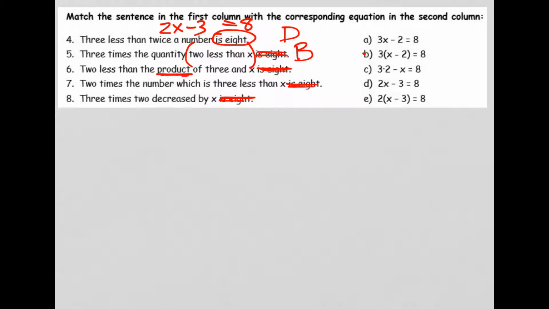2 less than the product of 3 and x. Product is the fancy math word for multiply. So you're going to multiply 3 times x. That looks like 3x. And then you have to find 2 less than that, so you got to subtract 2. That is A.